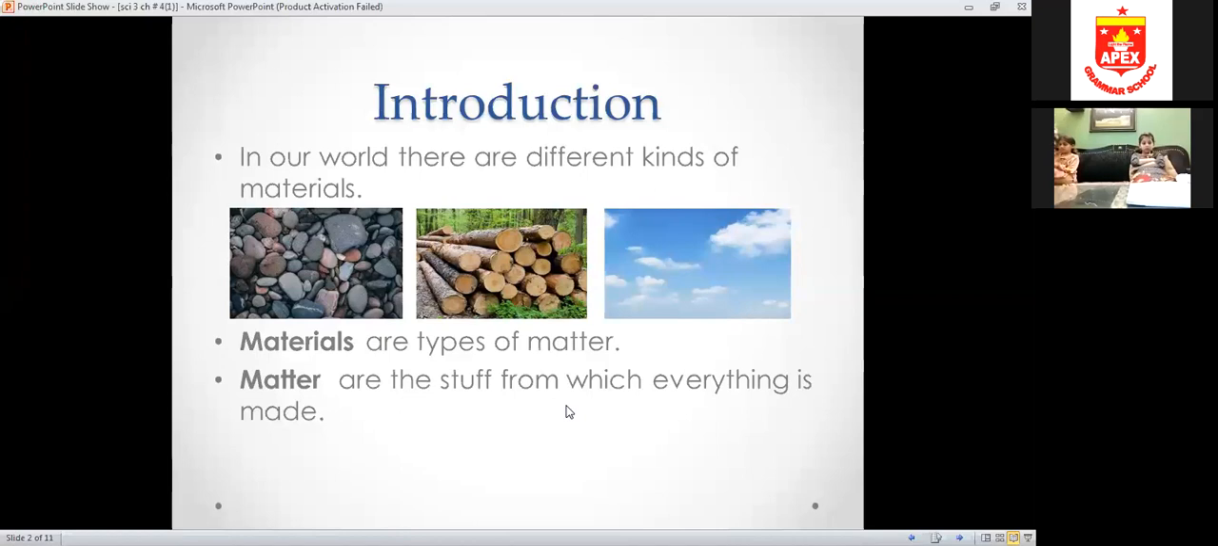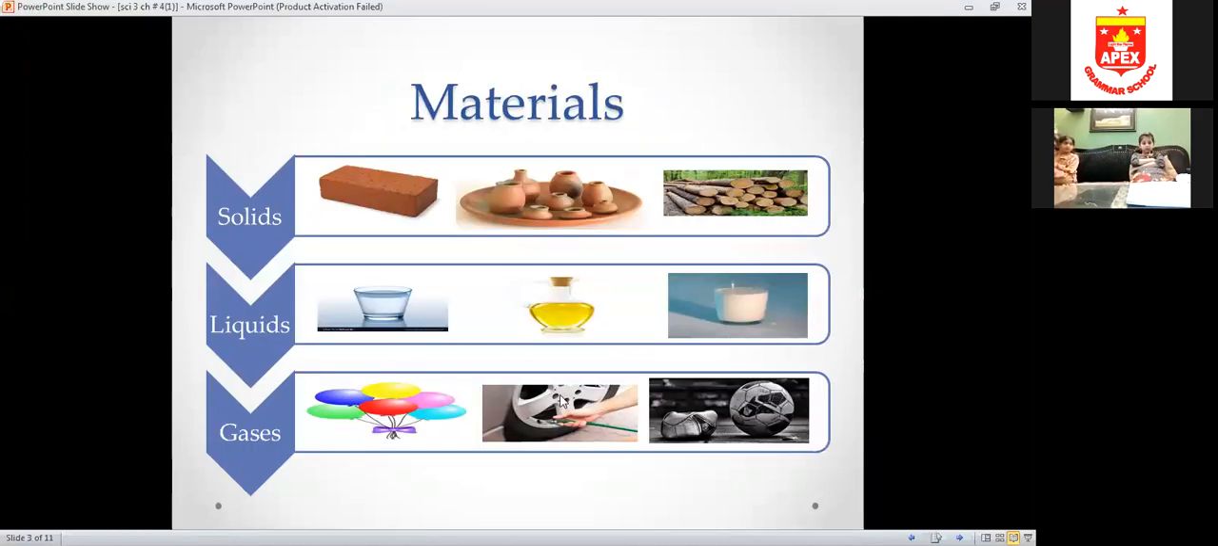Moving forward to the materials, there are 3 major types of materials. First one is solids, second one is liquids, third one is gases. What are the examples of solids? Things like brick, the boards, the wood. They are the examples of solid things. What are the examples of liquids? Like water, oil, milk. These are the examples of liquids.